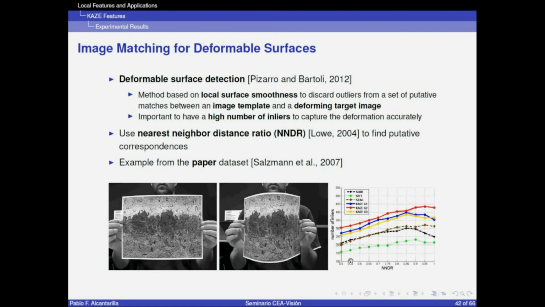This figure here shows the number of detected inliers for this paper dataset. And we can observe here that the top performers are the different variants of CASE. So there is a significant difference in the number of inliers that each method is returning. There is a difference of at least 100 inliers with respect to STAR and SURF, and a bit higher with respect to SIFT. So that means that CASE features are also showing very good experimental results on image matching for deformable surfaces.